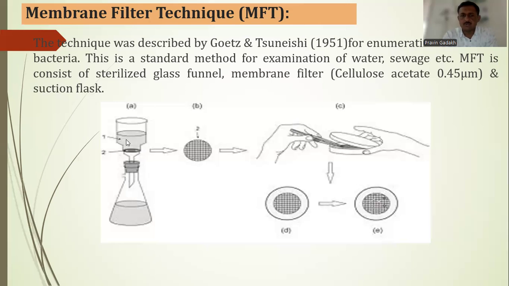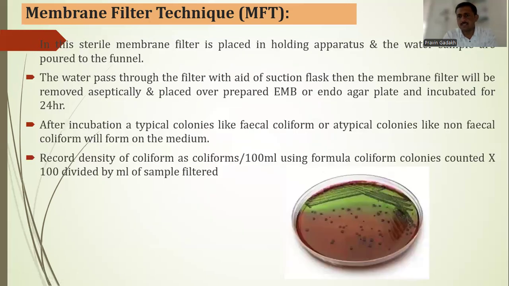After proper filtration of the water sample, we aseptically pick up the membrane filter and aseptically place it over a nutrient medium, a sterile nutrient agar plate we have already prepared. We place the filter on that petri plate so that the medium in the plate is absorbed, and the microorganisms show their growth on that plate.